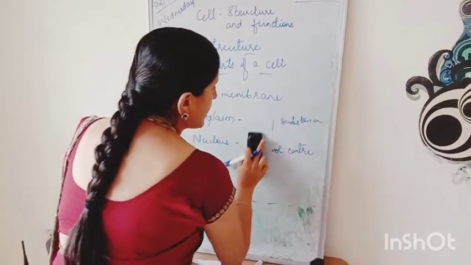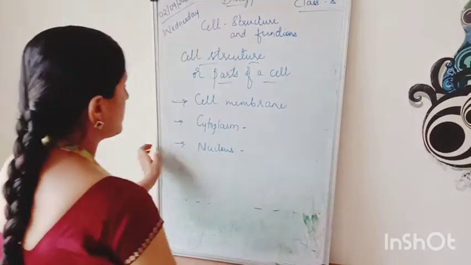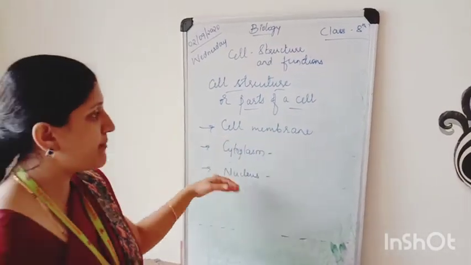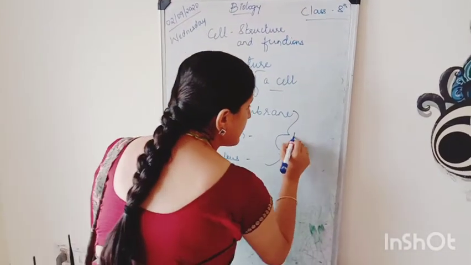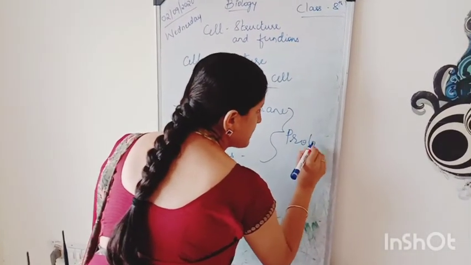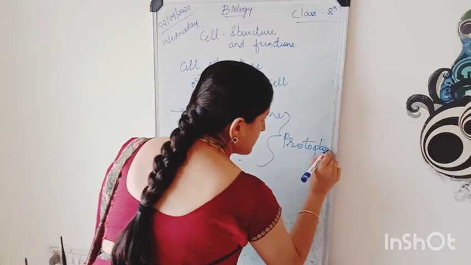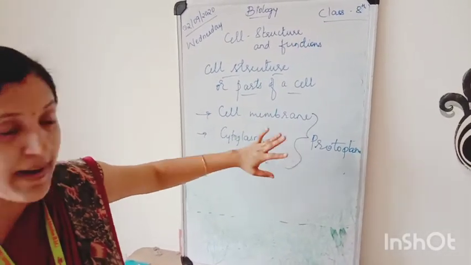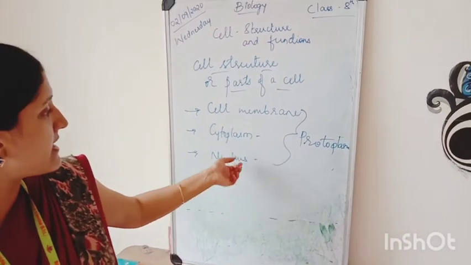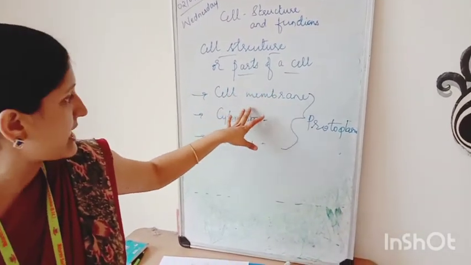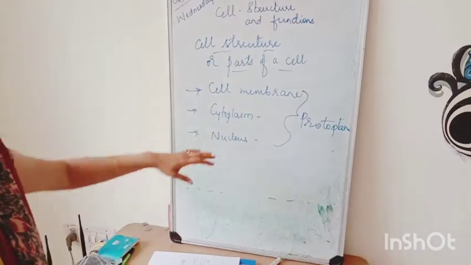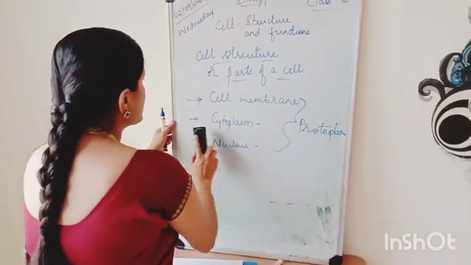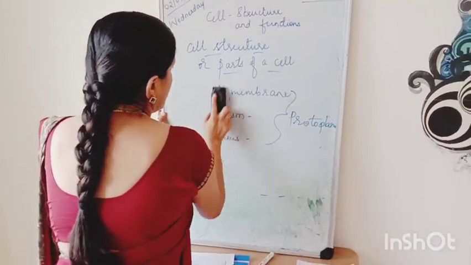So all these together, the cytoplasm along with the cell membrane and nucleus, we call protoplasm, because all these are living matter. The nucleus is living matter, the cytoplasm contains, then there is the cell membrane. So we'll study about the cell membrane now.